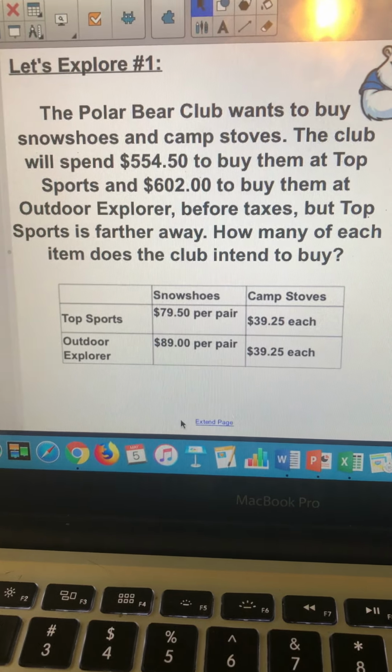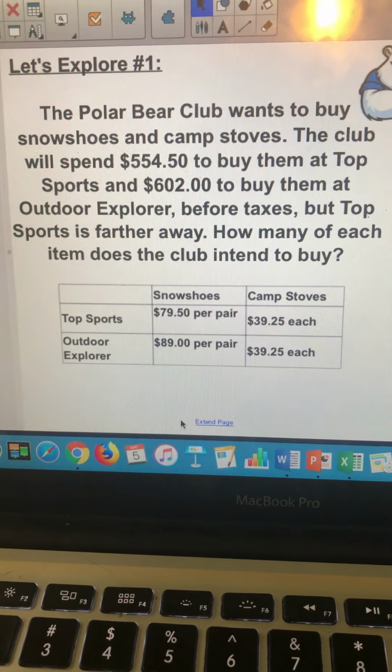And then they give us this chart. So we see that we have two different stores. I have a feeling that that's going to be what our two equations are about. One's going to be about Top Sports, and one's going to be about Outdoor Explorer, because at both stores, they're planning on buying the same things. And what are those variables that we're looking for? We're looking to see how many snowshoes they're buying and how many camp stoves they're buying at each store. They give us the price per pair of snowshoes, and then they also give us the price per camp stove.